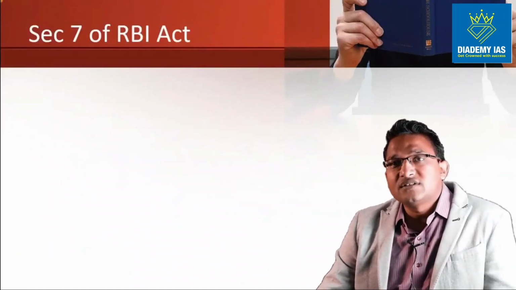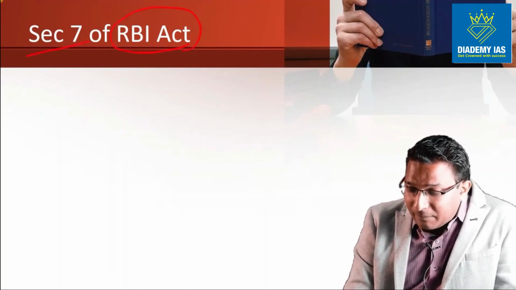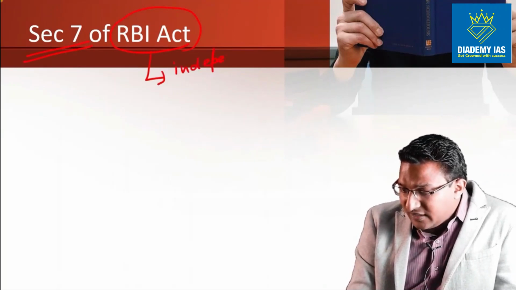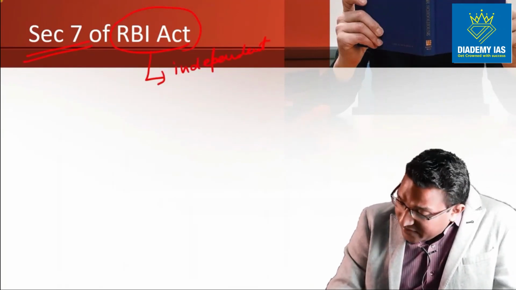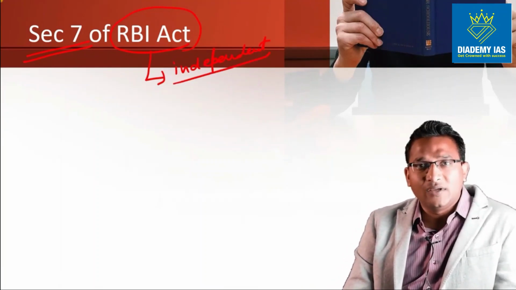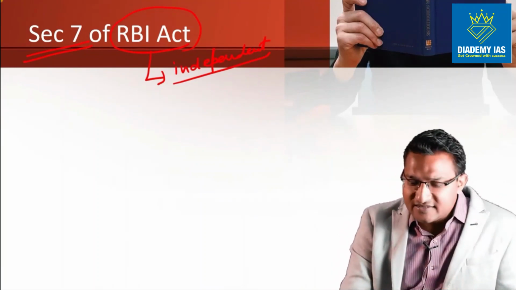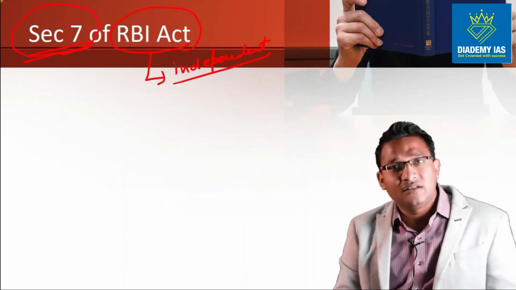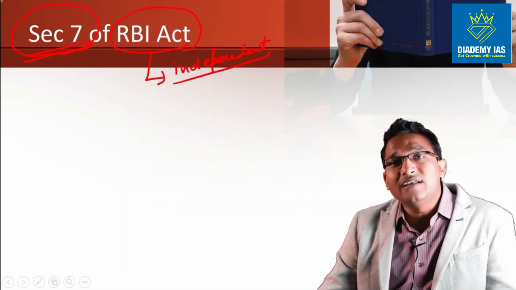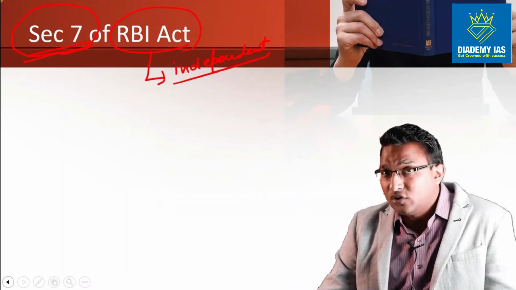Now, Section 7 of the RBI Act. This RBI Act 1934 has given ample powers to the RBI. And RBI is an independent institution. It is independent from the Government of India. So the Government of India cannot interfere in the functioning of the RBI in the normal course of business. However, this Section 7 has given some powers to the government in certain conditions. Because of those conditions, RBI comes under the control of the central government, but only under those particular conditions.